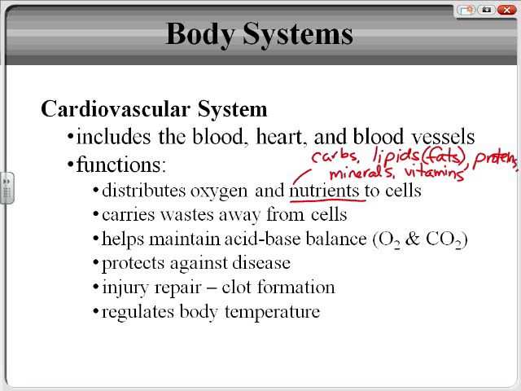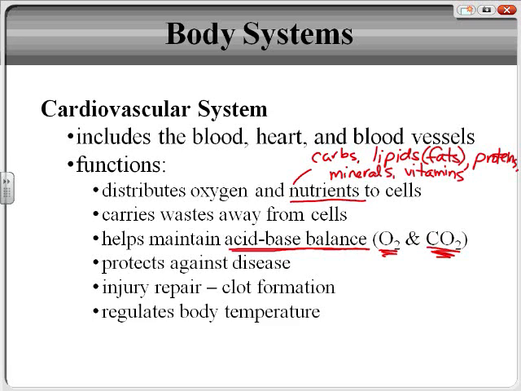Wastes need to be carried away. Most common waste that we always typically think about is carbon dioxide. All right, maintaining an acid-base balance is really about the oxygen and carbon dioxide levels and making sure that the blood is not containing too much of one or the other, or it could potentially become acidic or basic, alkaline. So it's really about making sure that oxygen that's being brought into the body is being utilized by the cells, carbon dioxide that's being produced by the cells is being removed from the body by exhaling. So it's important to maintain that balance.